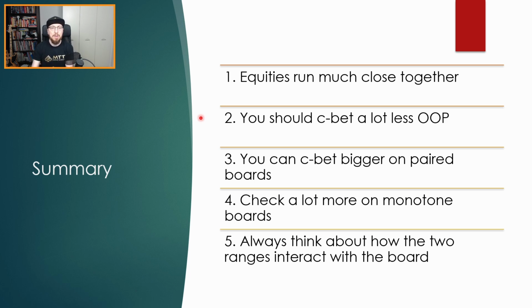Obviously, I only looked at paired boards and monotone boards, and gave you a sort of overview of all the other textures as well. We didn't go into too much detail there. But yeah, it's really important you think about how the two ranges are interacting with the board, who's going to have more advantages, what the equities look like, who has a top pair advantage or overpair advantage or two pair plus advantage as well. Really, really important to do that. Make sure you do that, and hopefully you'll be crushing out of position c-betting next time you play.